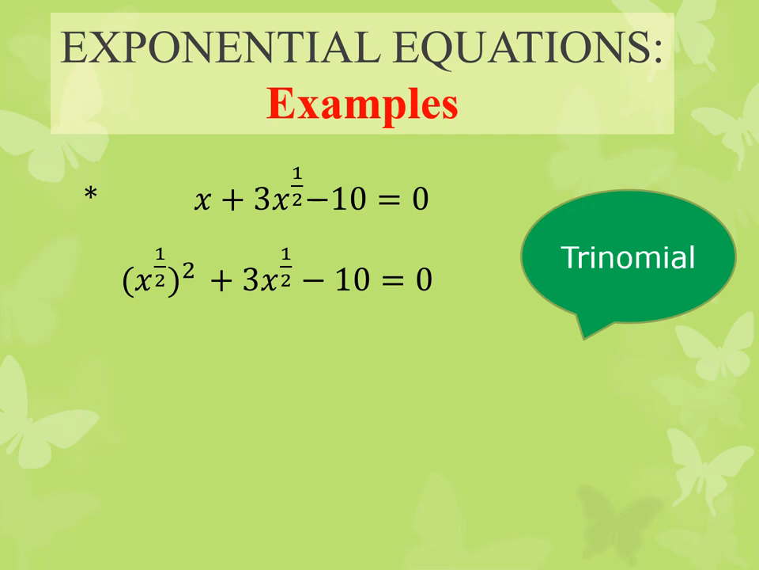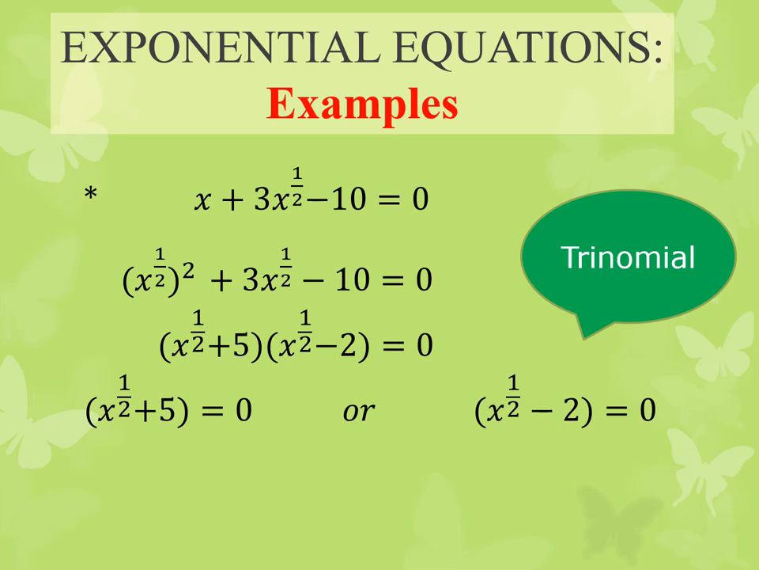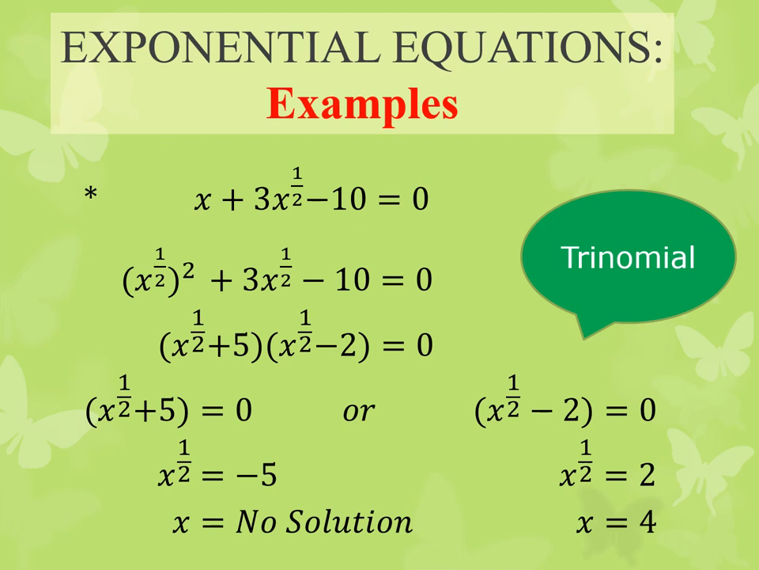You can factorize it into 2 binomials, not really a difference of 2 squares, but just binomials. You factorize it and you realize that's what it gives you. Thereof, you can solve for x using your laws of exponents. The other one has no solution. The square root of x equals minus 5 has no solution, but the square root of x equals 2 actually tells you that x is 4.